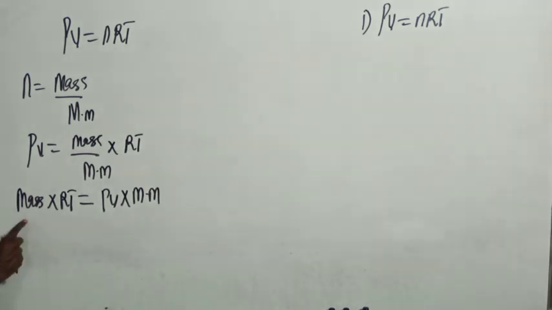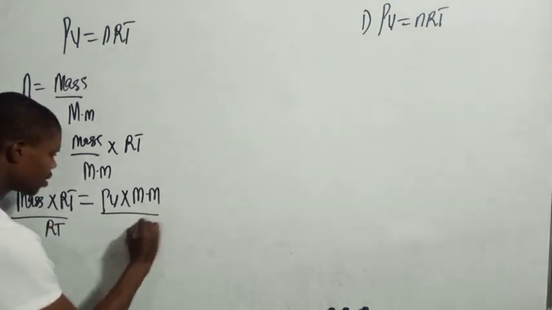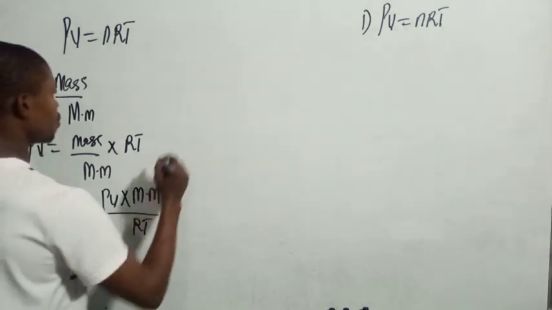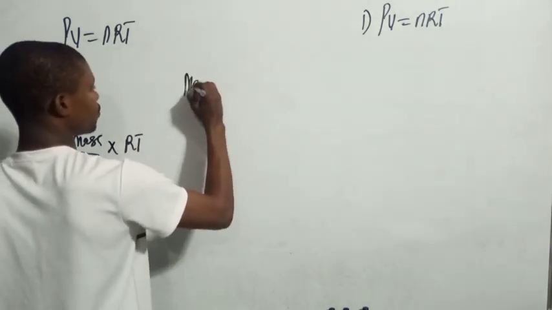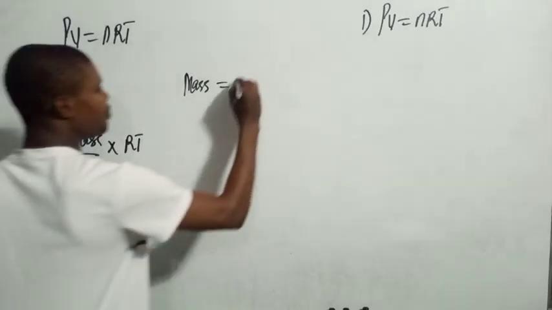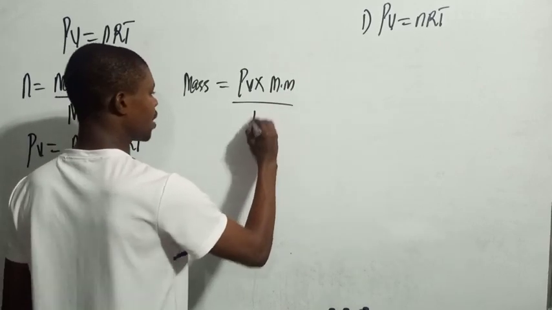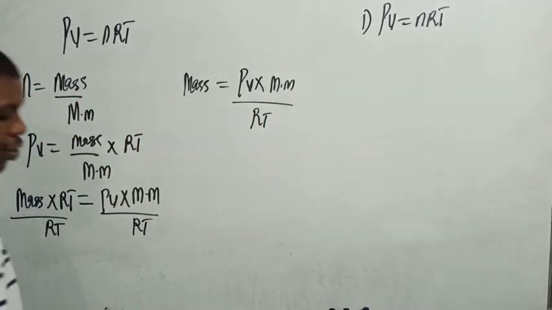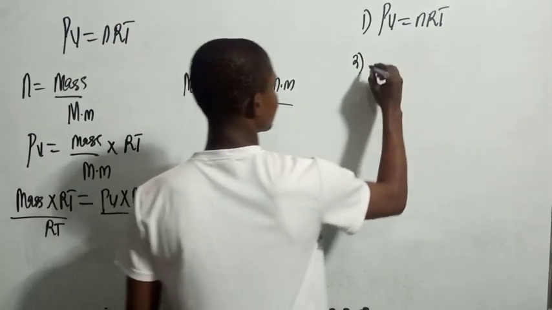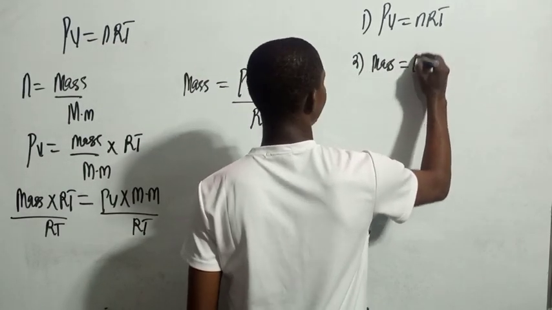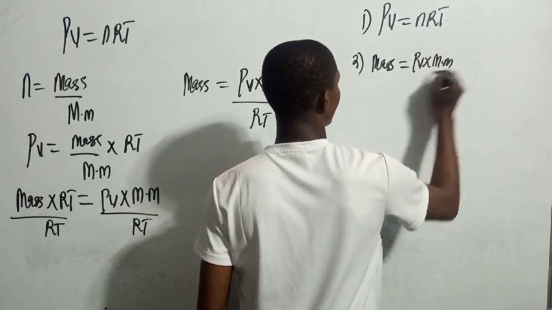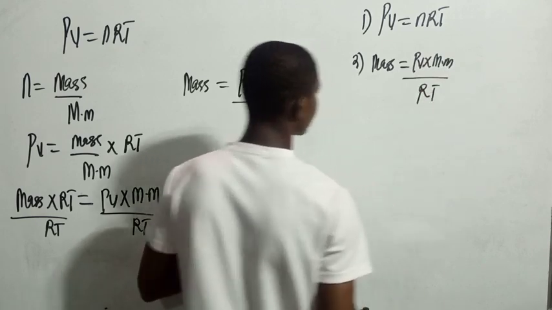If I make mass the subject of the formula, I divide both sides by RT. So I'm going to have mass equals PV times molar mass over RT. This is the second formula you can use in ideal gas calculation: PV times molar mass over RT.